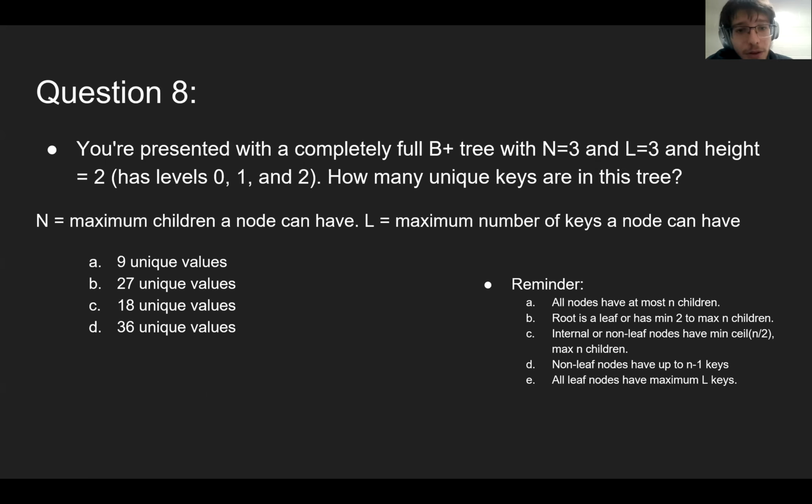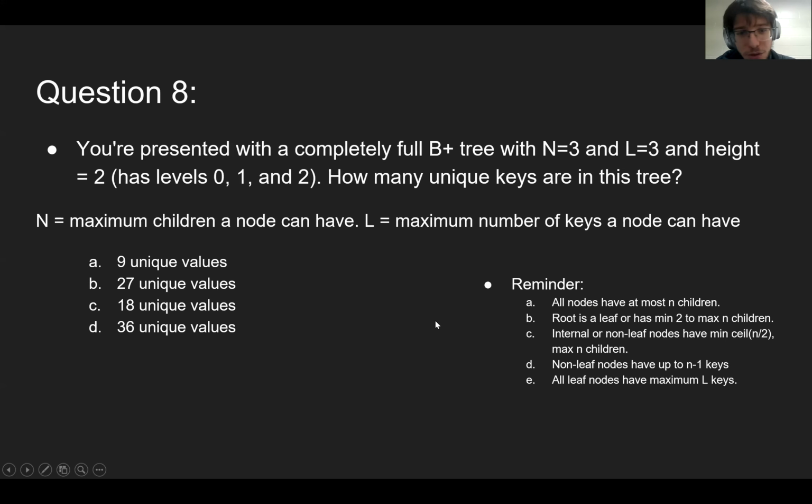So if we're presented with a completely full B plus tree with n equals 3 and L equals 3 and height equals 2, how many unique keys are there? Pause and try to answer. And we can use these to our advantage.